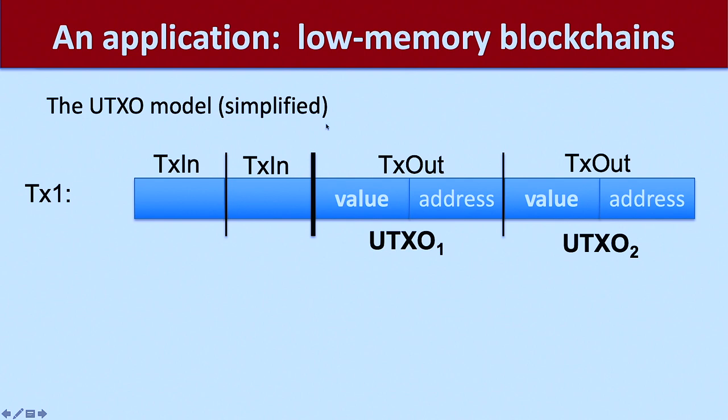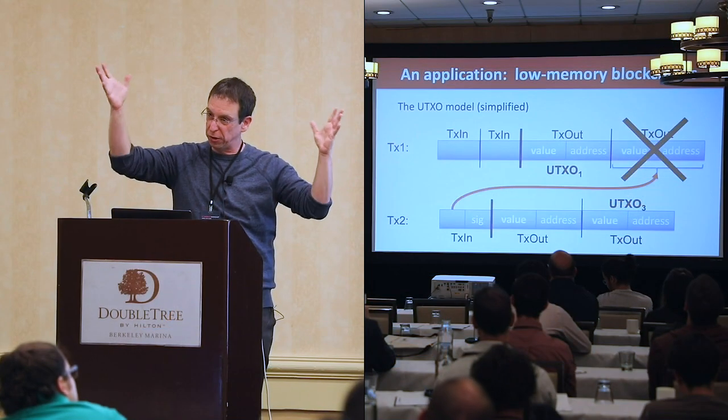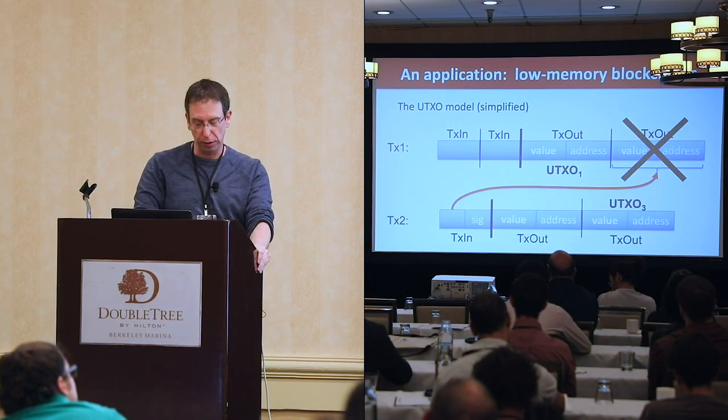You have to remember, just to make sure everybody's on the same page, what the UTXO model is. A transaction basically has inputs and outputs, and all the value is held in these unspent transaction outputs. That's what UTXO stands for. UTXO1 holds a certain value, UTXO2 holds a certain value. When a new transaction comes in, it points to an old UTXO and spends it so no one else can spend this UTXO. So on the Bitcoin blockchain, all the value is held in the unspent transaction outputs on the chain.